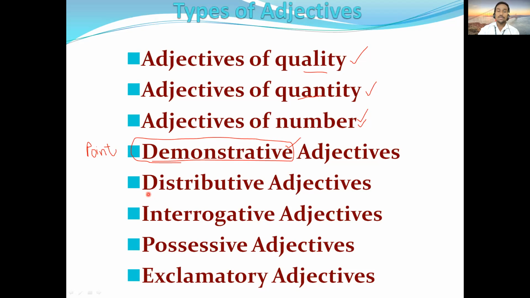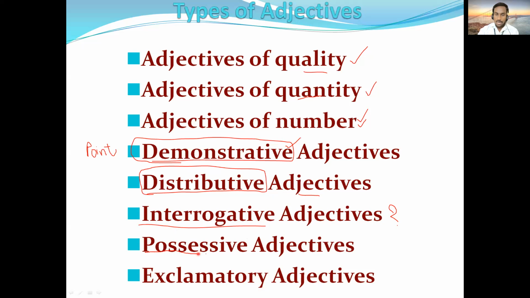Then next we have distributive adjectives. When we talk about distributive, you can understand the distribution. Distribution is getting divided. So the words which are used for the purpose of distributing or dividing something can be distributive adjectives. Next we have interrogative adjectives. Interrogative adjectives are used to ask questions. If they are used to ask questions with a noun, then they become interrogative adjectives.